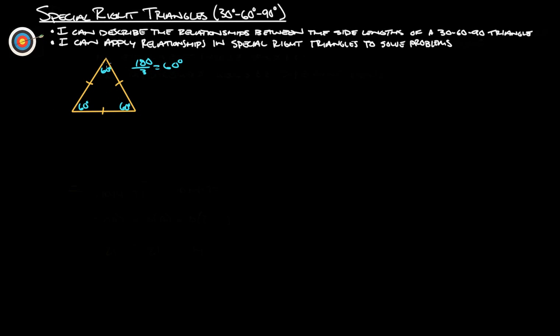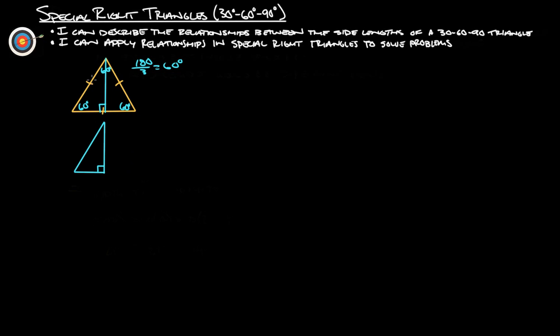Now, if we were to chop this angle right in half, basically drop an altitude straight down, this is going to make a right angle. So if we look at just one half of this triangle, we have this here, which is a right triangle.